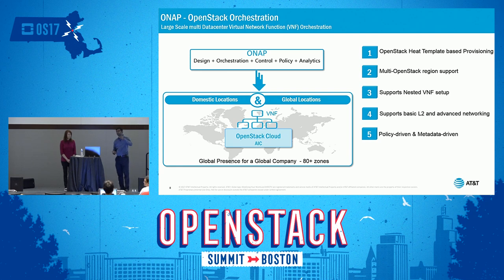This is where ONAP comes in, as the top layer. It provides the five key functionalities that Catherine talked about. First is the design. You have a design studio where you go in and say, I need this particular VNF and it connects to this load balancer, and this connects to this firewall. I want to service chain them across it. Then I also want to deploy this in this specific rack and this specific server in this particular data center.